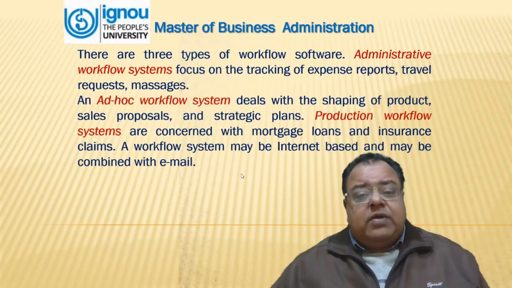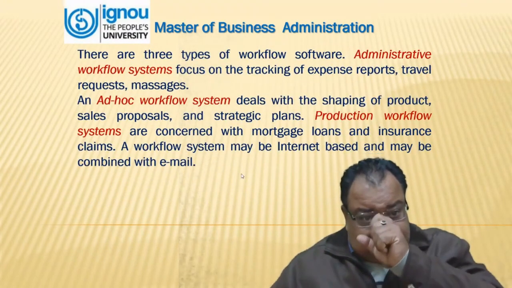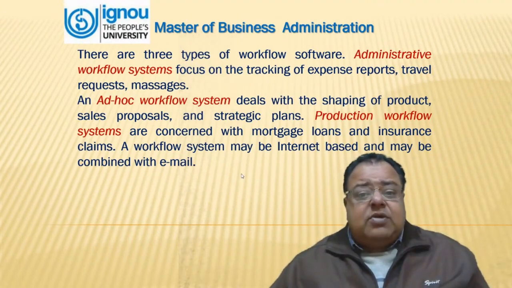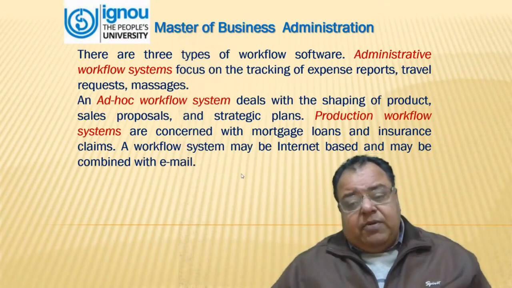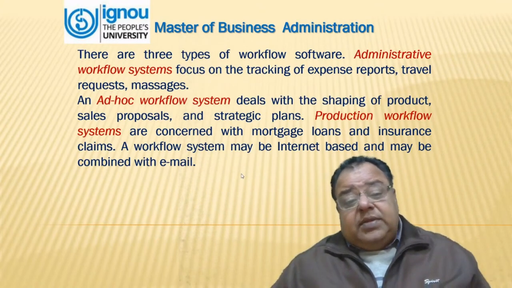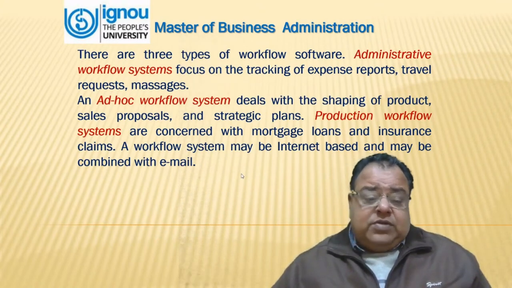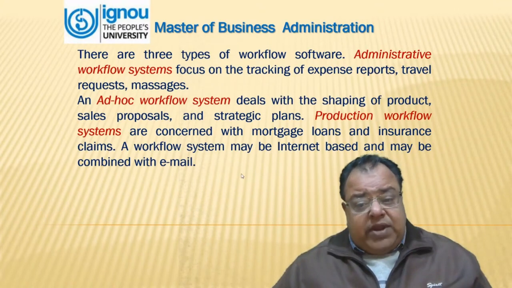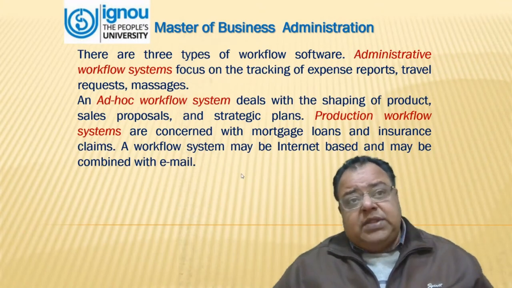There are three types of workflow software. Administrative workflow software system focuses on tracking of expense reports, travel requests, messages. An ad hoc workflow system deals with the shaping of product, sales proposals, and strategic plans. The third one is production workflow system that is concerned with monitoring and insurance claims. A workflow system may be internet-based and may be combined with email.